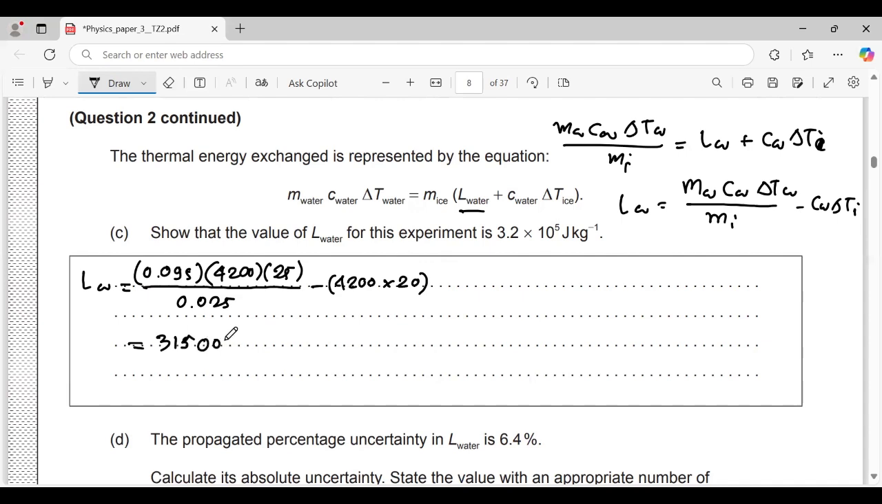315,000 joule per kg. Or in significant figures it is 3.15 times 10 power 5 joule kg power minus 1. Or you may round it to 3.2 times 10 power 5 joule kg power minus 1.